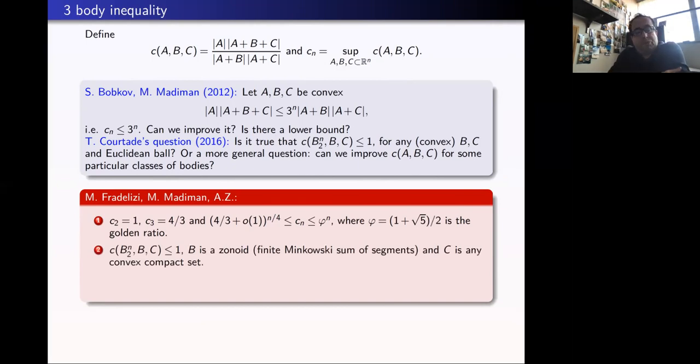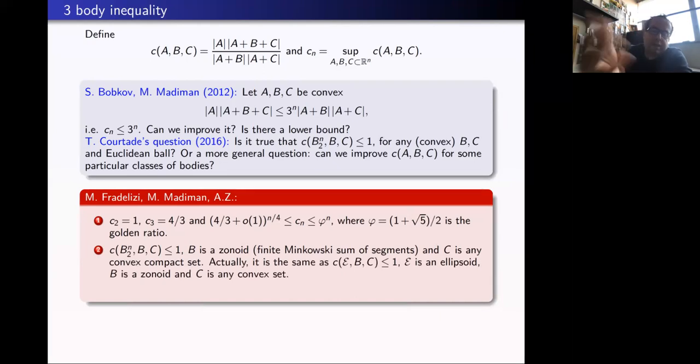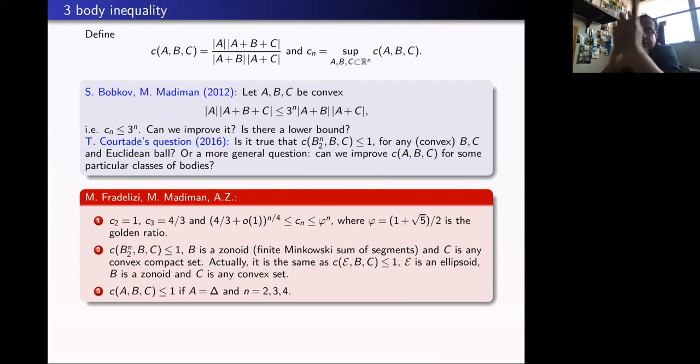We also were able to answer the question of Courtade when one of the bodies is a zonoid. And I will talk about zonoids much more if we have time. It's actually what I dream to do, we'll see. That would be something that probably some of you have not seen, listening to millions of my talks. It's clear that instead of a Euclidean ball you can plug in an ellipsoid, because this question is invariant under linear transformations applied to all bodies. It's also true that if you take a simplex in dimension 2, 3, and 4, then the answer is yes, you can do it with constant 1.